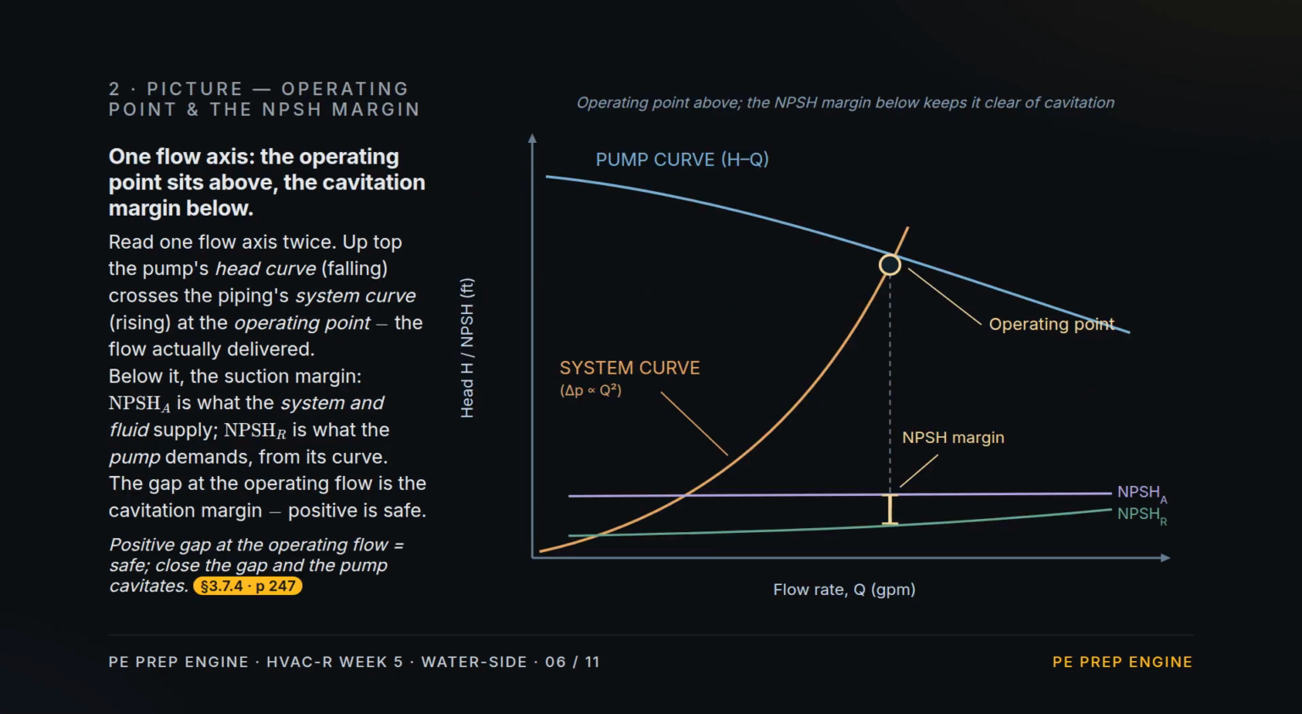Here's the picture on one flow axis. Up top, the falling pump head curve crosses the rising system curve at the operating point, the flow the pump actually delivers. Down below, two more curves, the head available at the suction and the head the pump requires. Their gap at the operating flow is the cavitation margin. Positive is safe, close it, and the pump cavitates.